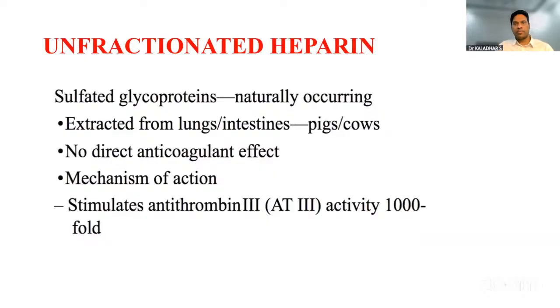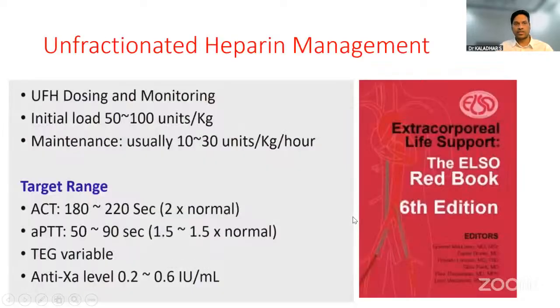Coming to unfractionated heparin, as I was talking, it is very important. It is the most commonly used drug, and we know extensive literature and it has been extensively studied. Unfractionated heparin is a sulfated glycoprotein which is naturally occurring. It is extracted from lungs and intestines of pigs and cows, and it does not have a direct anticoagulant effect. As I was telling, it actually stimulates antithrombin 3, leading to thousand-fold activation, leading to the anticoagulation effect. That is the main mechanism of action.